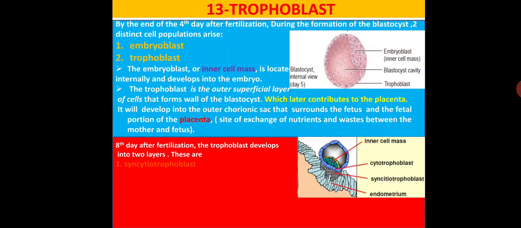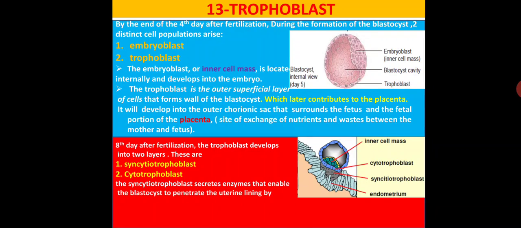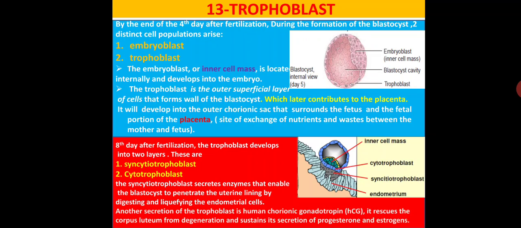Those are the syncytiotrophoblast and cytotrophoblast. The syncytiotrophoblast secretes enzymes that help the blastocyst to penetrate into the uterine lining by digesting and liquefying the endometrial cells. Another secretion of the trophoblast is HCG, that is human chorionic gonadotrophin. So these are the important points about trophoblast.